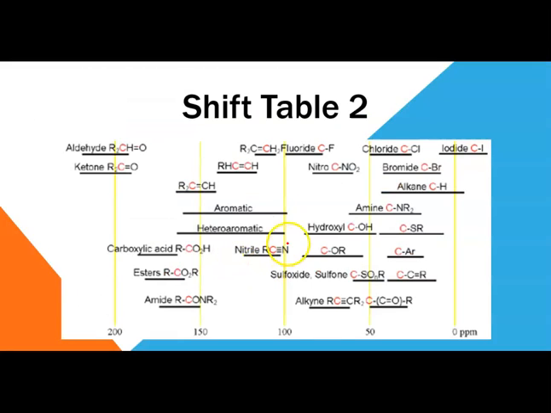And finally, this is just another version of a shift table. Like periodic tables, they have a variety of versions here. And so you'll see that, again, aldehydes and ketones are far to the left, and the chlorine and iodine and halide bonds are down here. Alkanes, they don't designate this as saturated, but that's a general idea. So that's a general idea of how carbon NMR relates to structure.